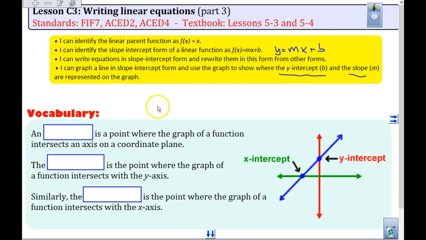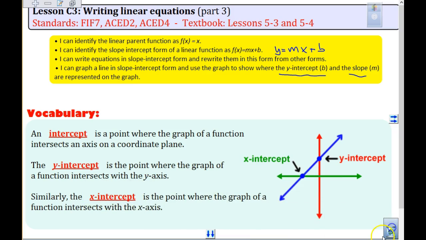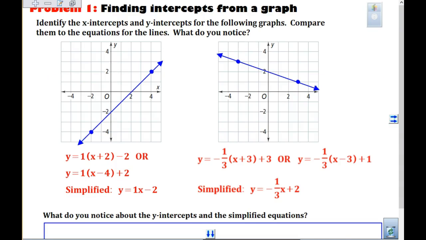So if we are looking at our vocabulary, it says a blank is a point where the graph of a function intersects the axis. That is called an intercept. And then we have these special intercepts. When it crosses the y-axis, we call it the y-intercept. That's where it crosses the y-axis. And similarly, the x-intercept is where it crosses the x-axis. So as we are looking at our vocabulary, everything on that y-intercept, all of my x-coordinates are going to be 0.